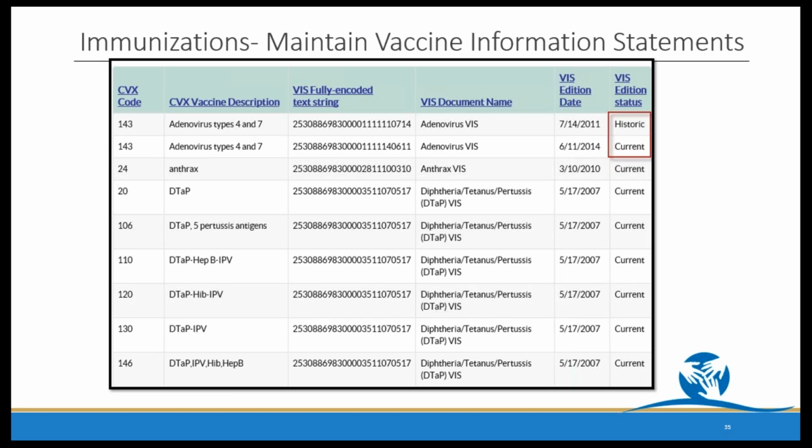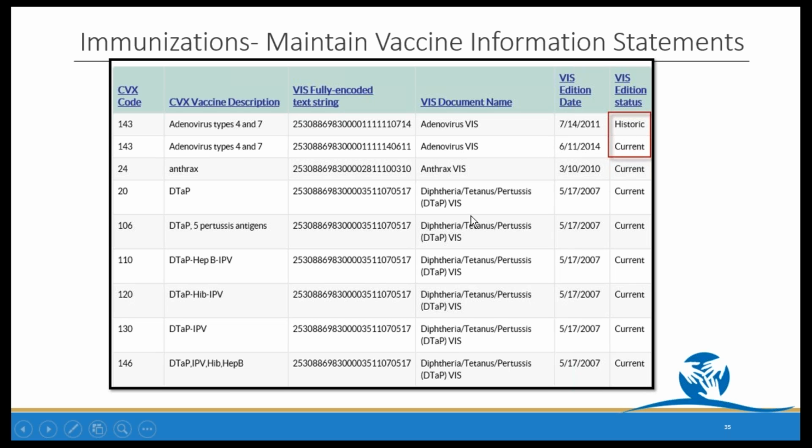So if I go in to that link on the CDC website, and we'll take this adenovirus for instance, it's going to give me the CVX code, okay? Both adenoviruses are the same. The description's the same. The actual barcode is different. The VIS document name is the same. But if you notice, this one is the historic one, and this one is the current one.